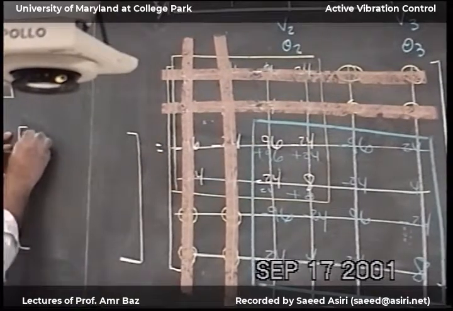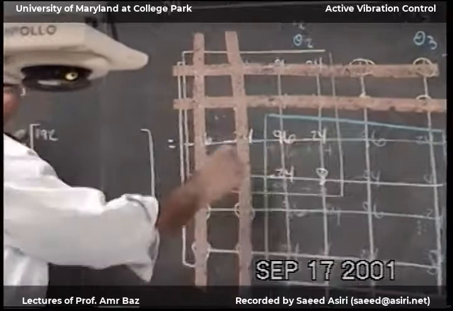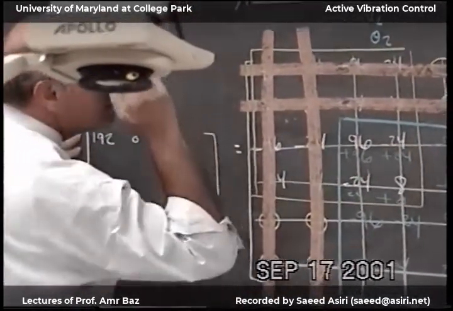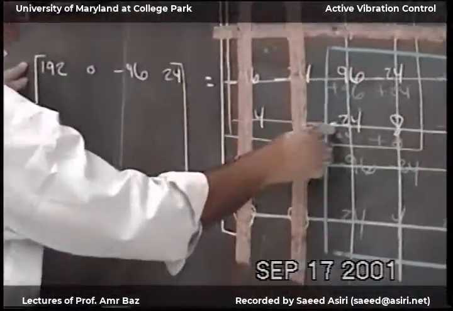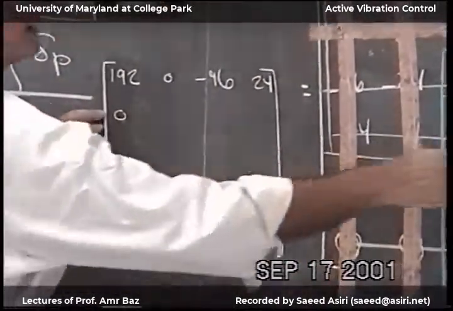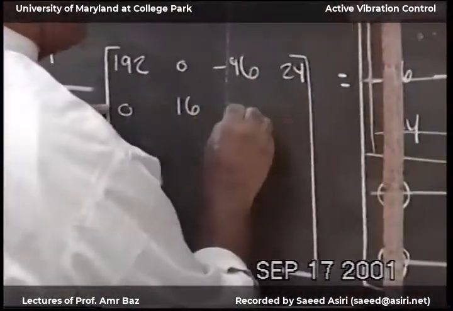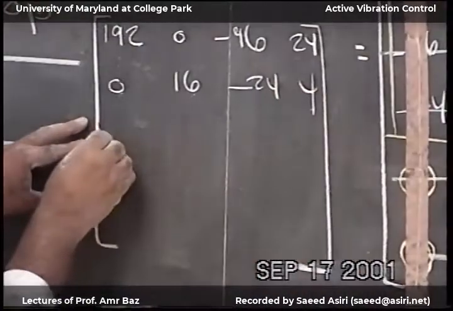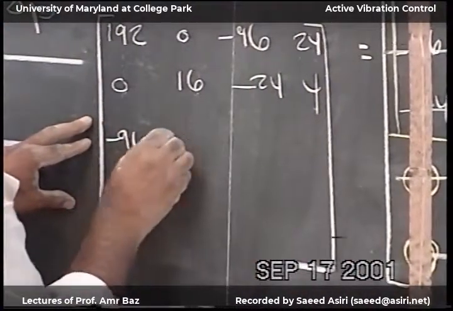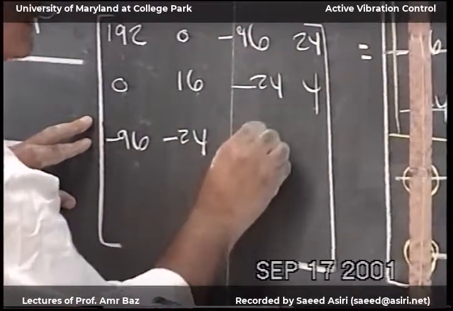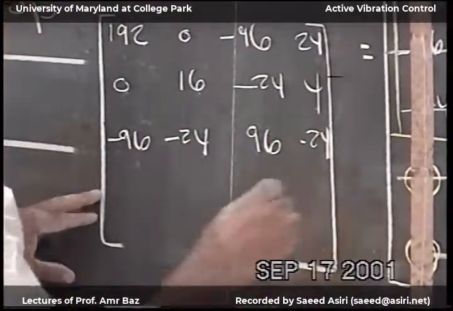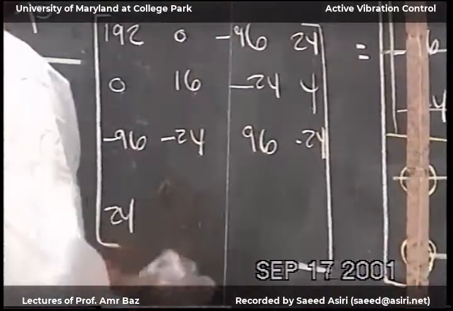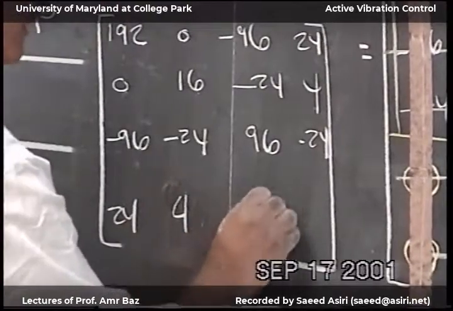192, and then plus 24 and minus 24, it will be 0. Minus 96 and then 24. And then here is 0. It has to be symmetric. 16, minus 24 and 4. And then minus 96, minus 24, 96, minus 24. And then the last row, 24, 4, minus 24 and 8.